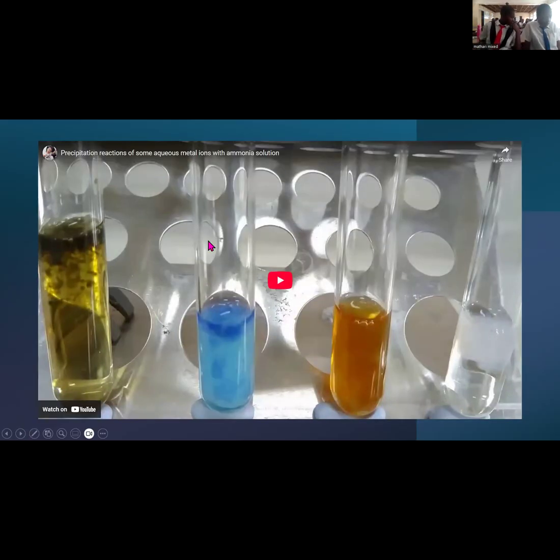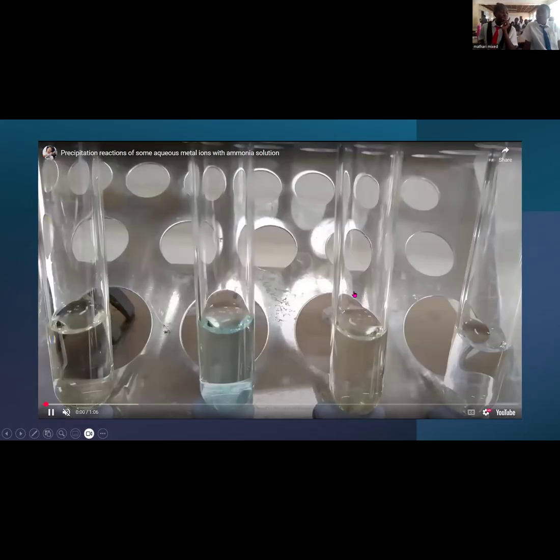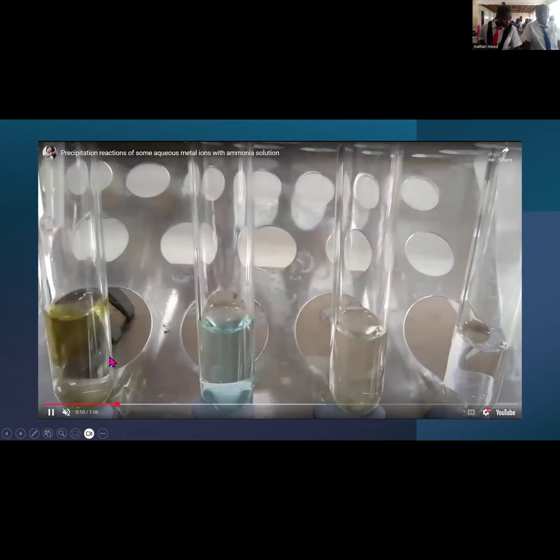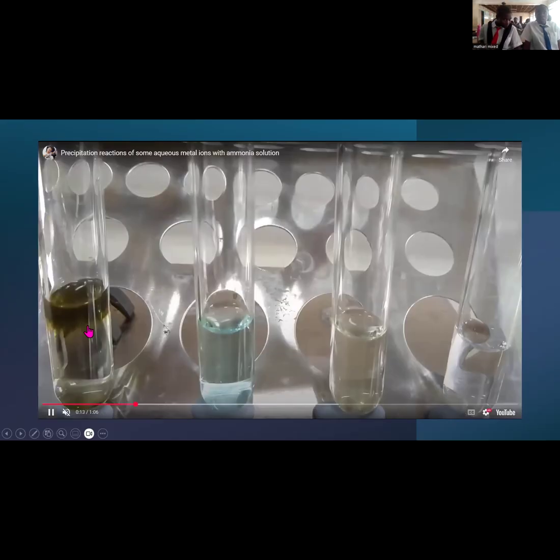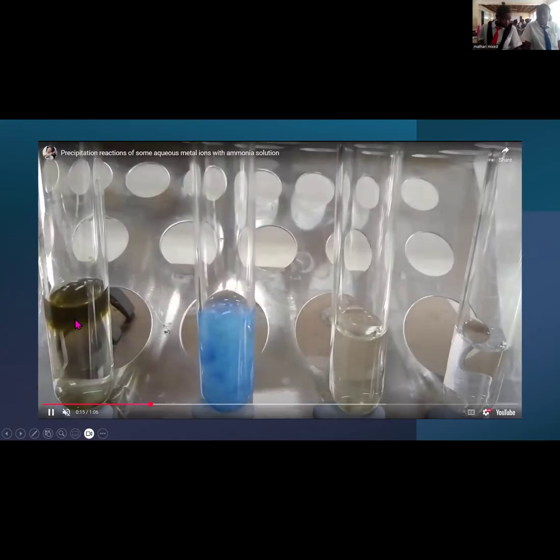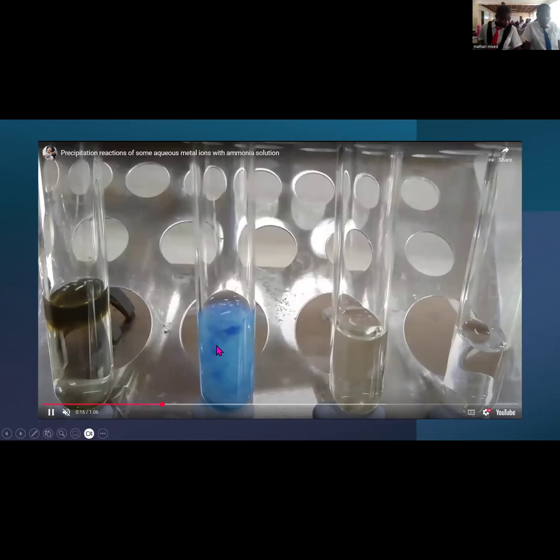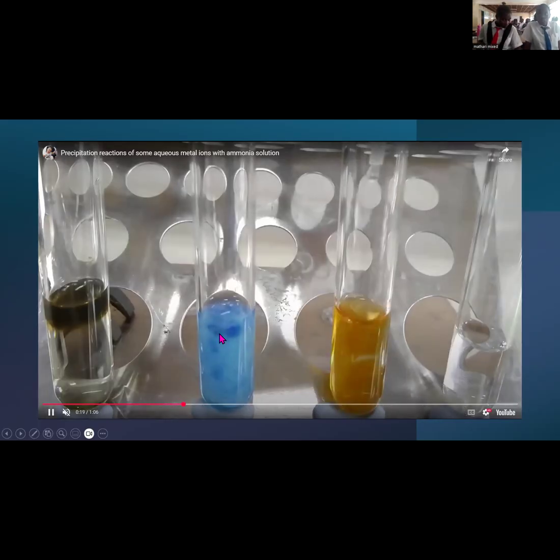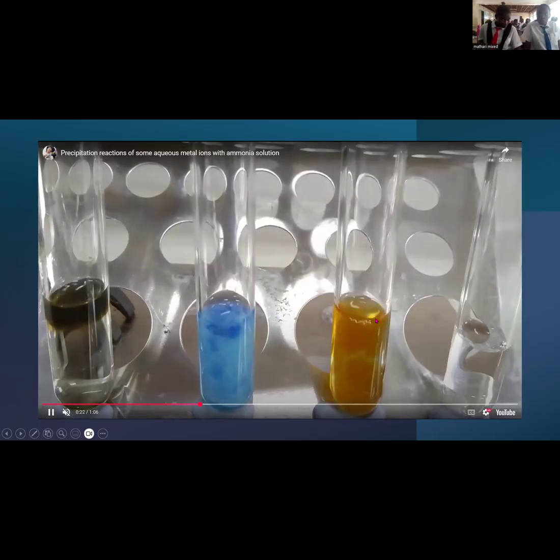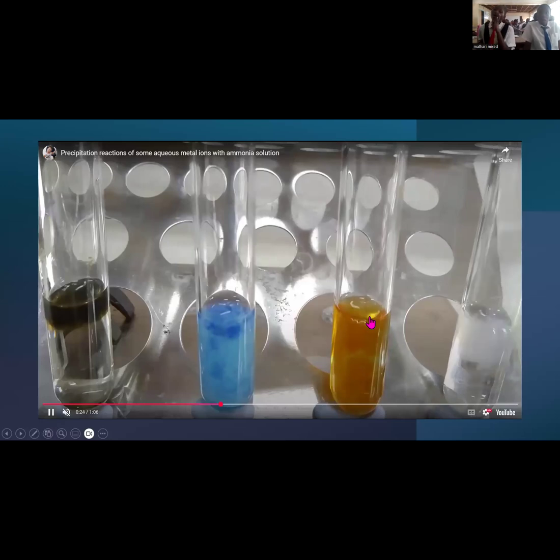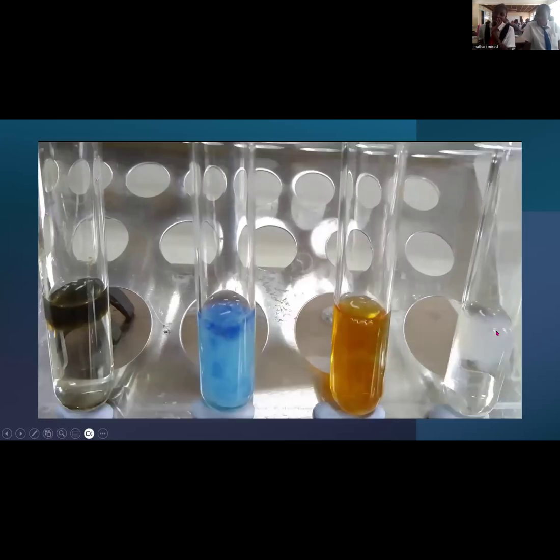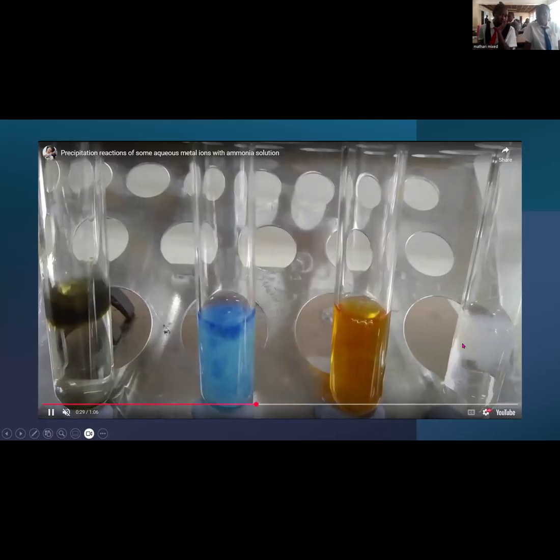Now let's add ammonium hydroxide to them. Again, we've got almost colorless. That one is slightly blue. Let's add ammonium hydroxide to them and see what happens. So here's ammonium hydroxide. There is the green precipitate. That means that is iron 2 again. This blue, that means copper 2. This orange means that it is iron 3. Okay, this white, we are not sure what it is to start with.